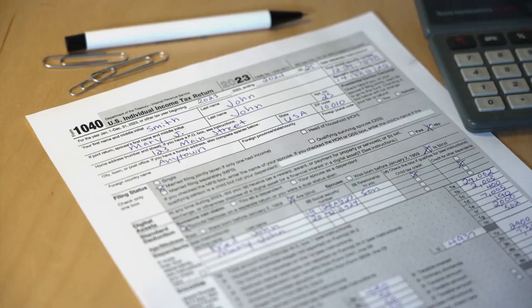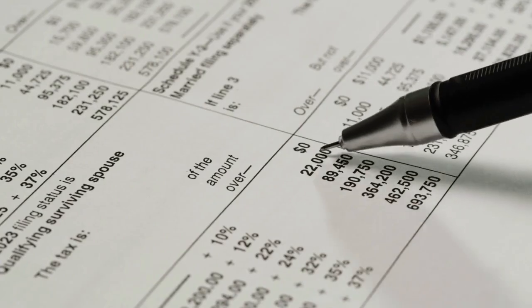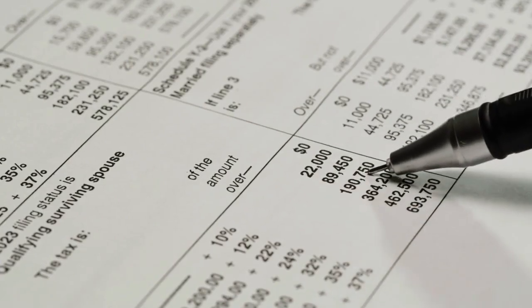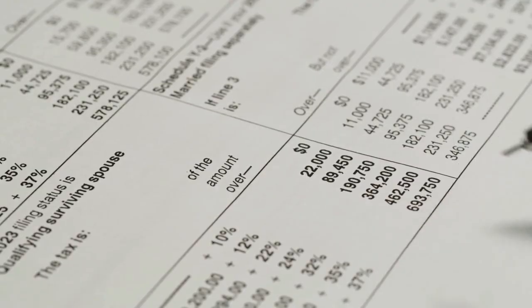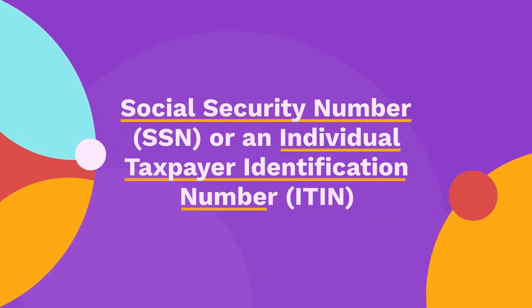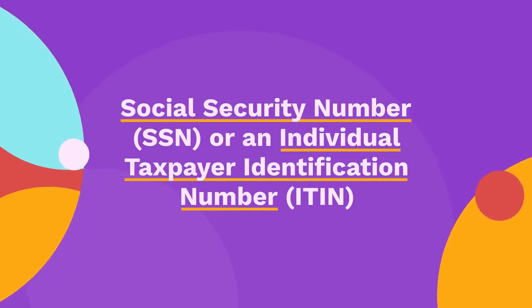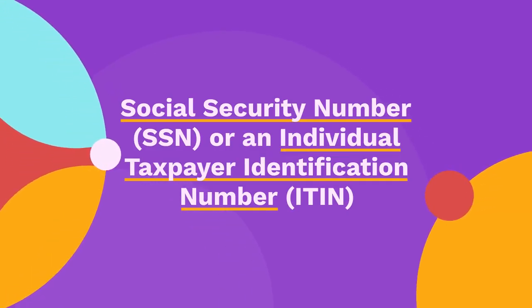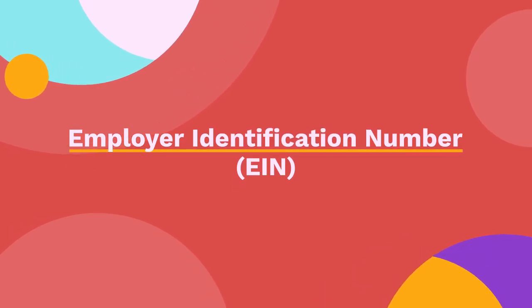Let's get started. Today we're talking about how to look up a tax identification number, a question that can be a bit tricky because of privacy and security. A tax ID is a unique 9-digit number used by the IRS to identify individuals and businesses for tax purposes. For individuals, this is usually your Social Security number, SSN, or an individual taxpayer identification number, ITIN. For businesses, it's an employer identification number, EIN.